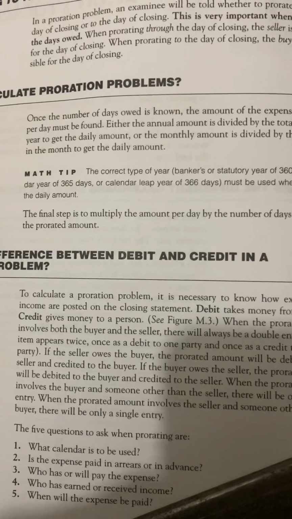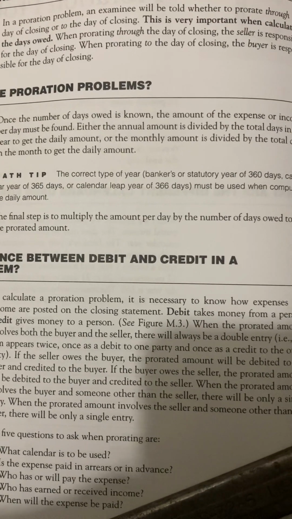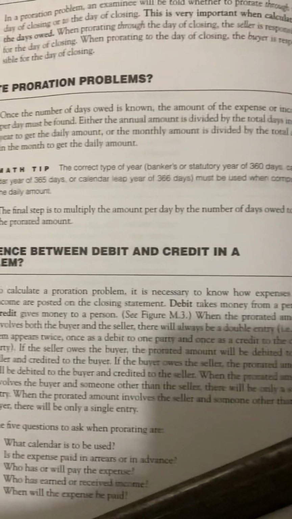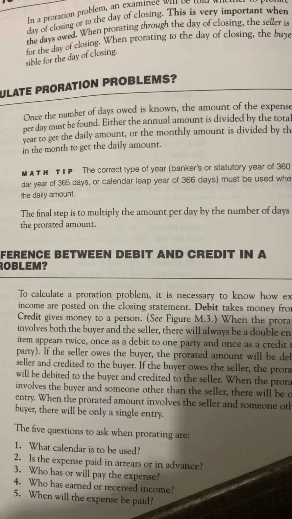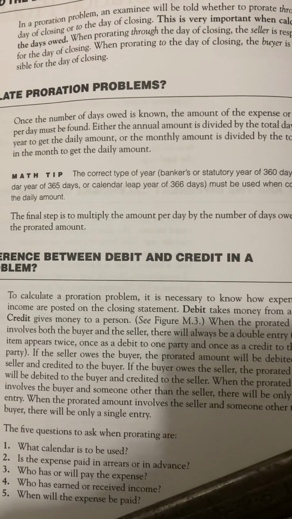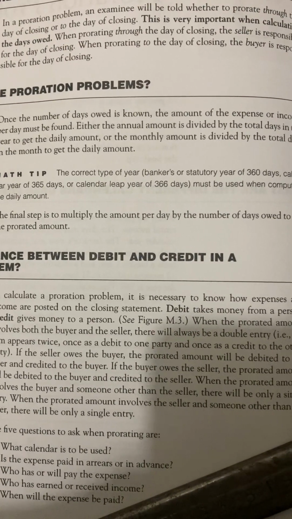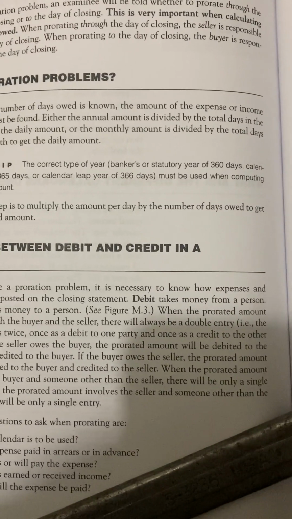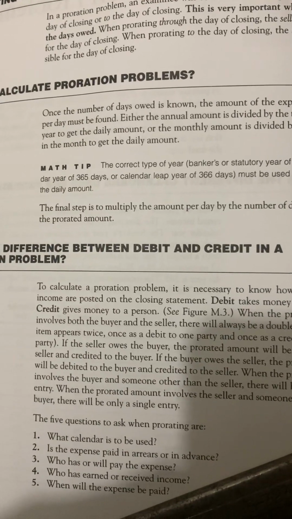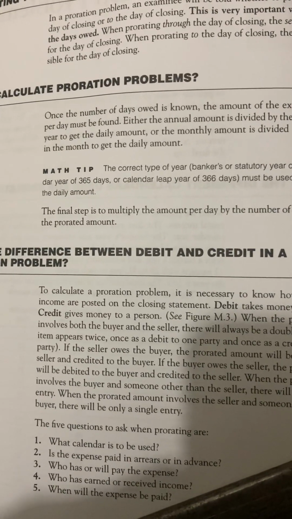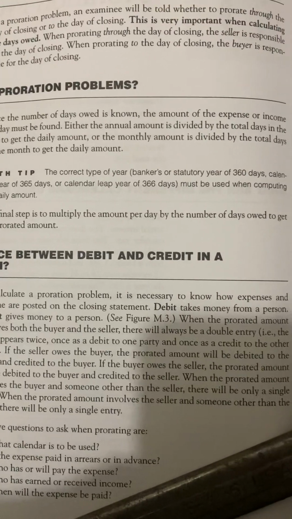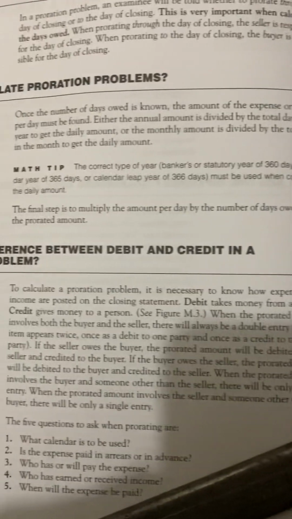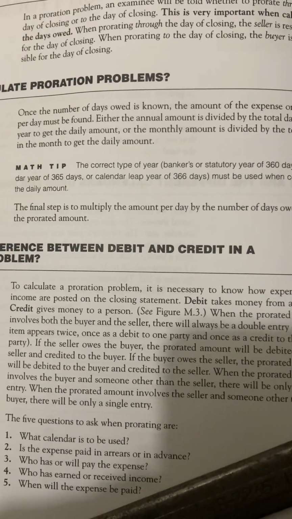Math tip. The correct type of year, banker's or statutory year of 360 days, calendar year of 365 days, or calendar leap year of 366 days, must be used when computing the daily amount. The final step is to multiply the amount per day by the number of days owed to get the prorated amount.